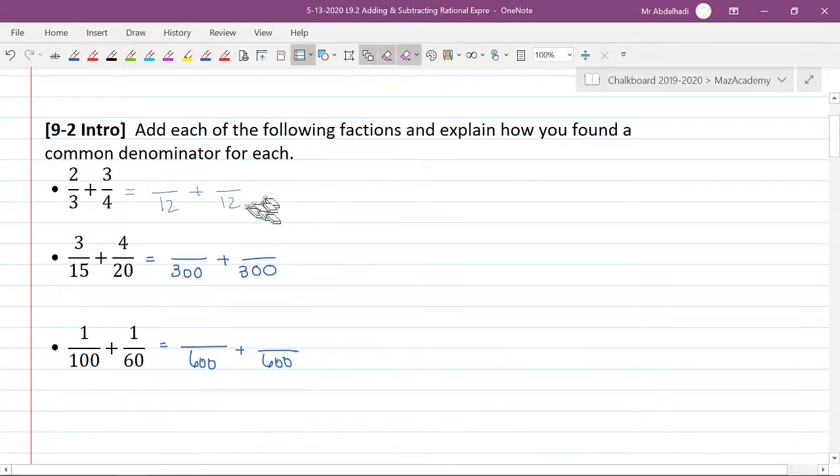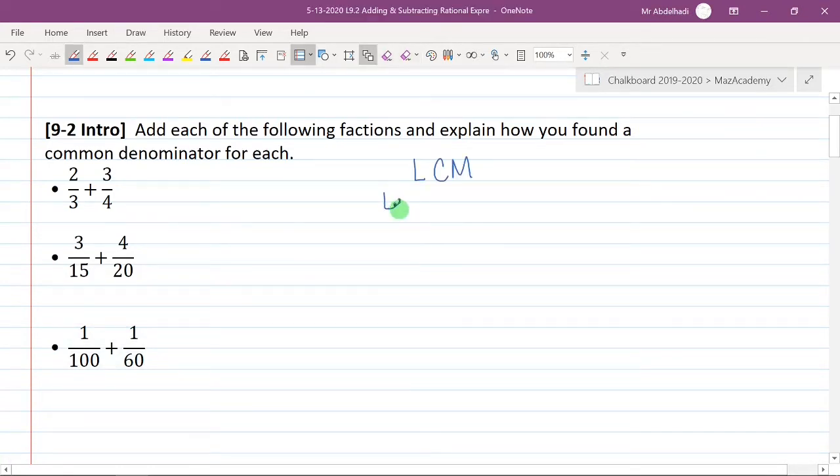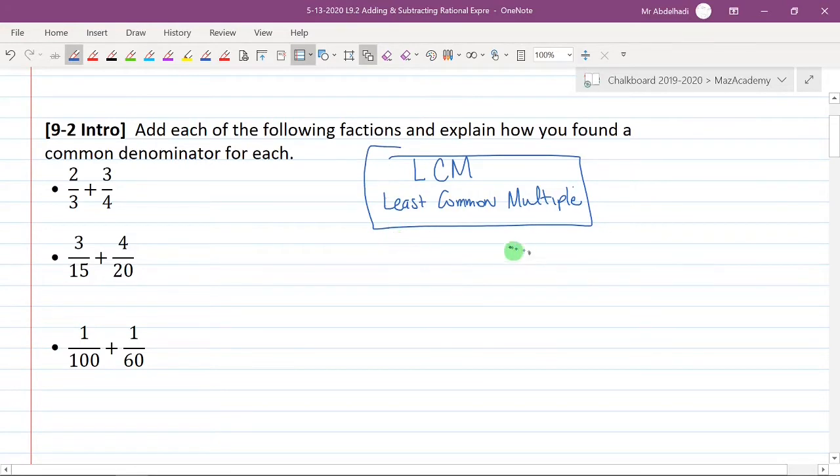So how do you choose a common denominator? The way to do this is to find what's called the least common multiple, LCM. The least common multiple is a number they have in common that could be used as a common denominator. So least common multiple is going to be the focus of today's lesson, finding that, and then using that as your common denominator, okay? So let's get started here.